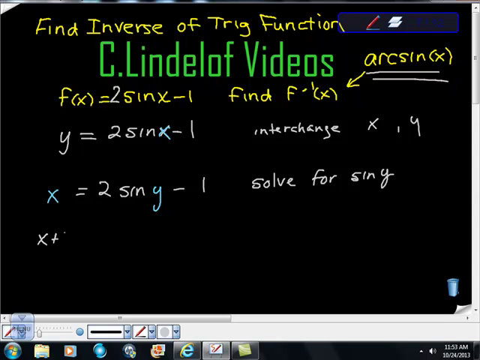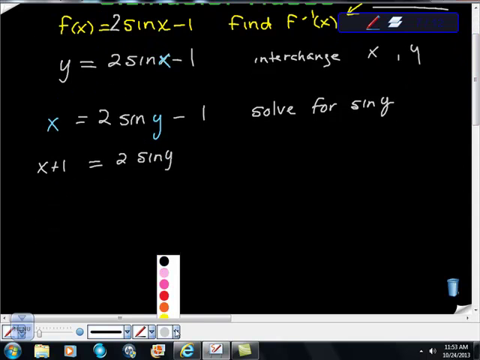I'm going to have x plus 1, that's me moving this 1 over, is equal to 2 sine y. I added 1 to both sides, so this one went away, didn't it? Now I'm going to divide by this 2 right here. So I'm going to divide both sides by 2, and I'll get x plus 1 divided by 2 is equal to sine y.